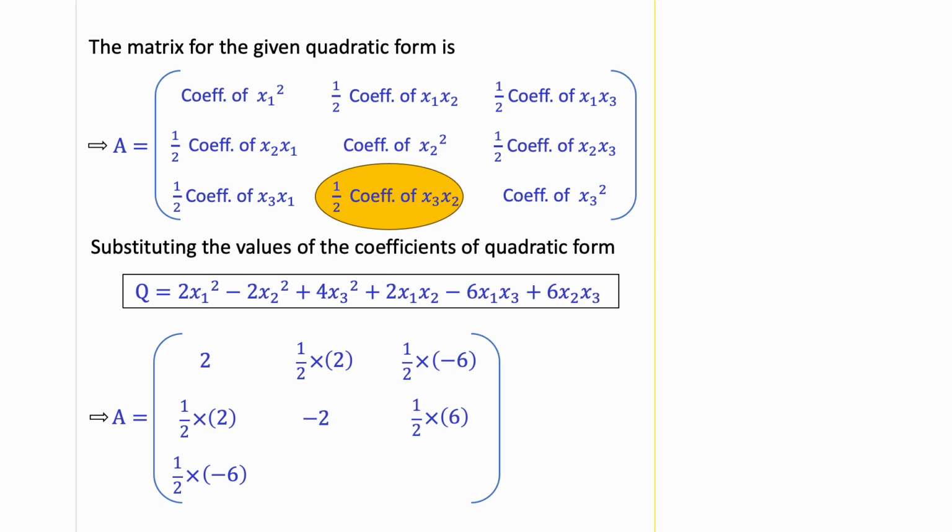The second element is half into coefficient of x3, x2. Therefore it is half into coefficient of x3, x2 is plus 6. So enter plus 6. It is half into 6. The third element is coefficient of x3 square. So the coefficient of x3 square is plus 4. So enter plus 4.